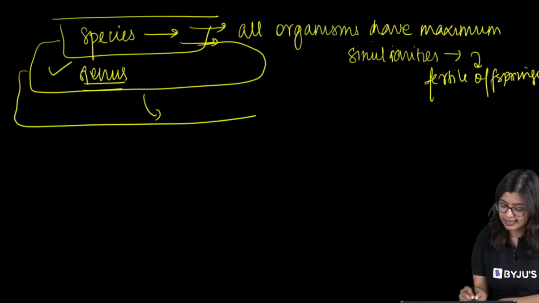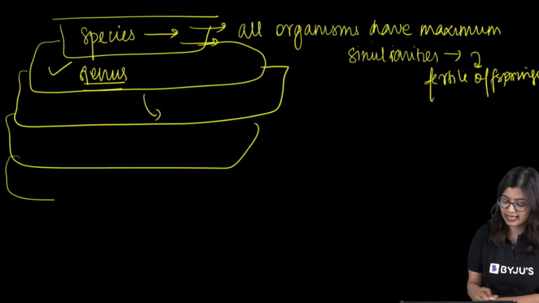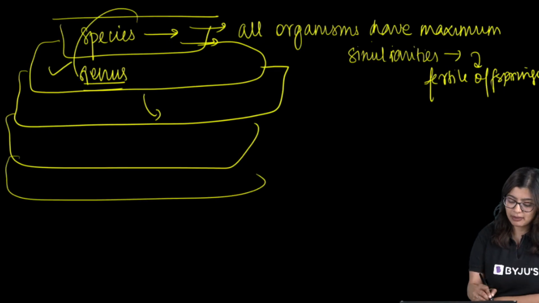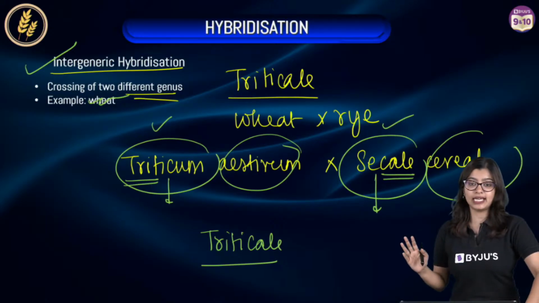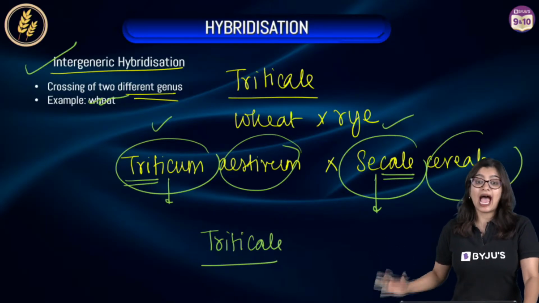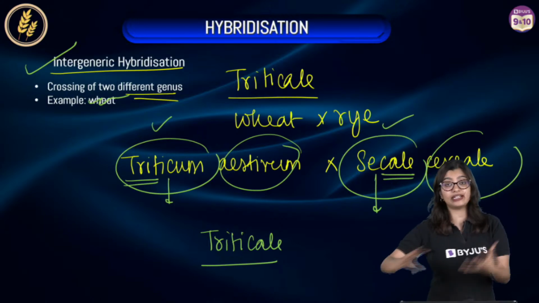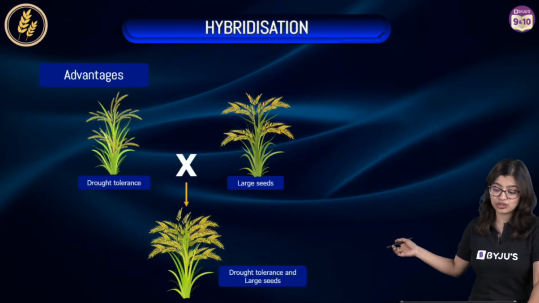So different genuses will come together to the next level, and so on and so forth, right? They'll keep getting grouped. This is what we mean by the difference between species and genus. Now we have understood that there are three levels at which we can hybridize and get different types of plants. Now, why am I doing this? What is the advantage?